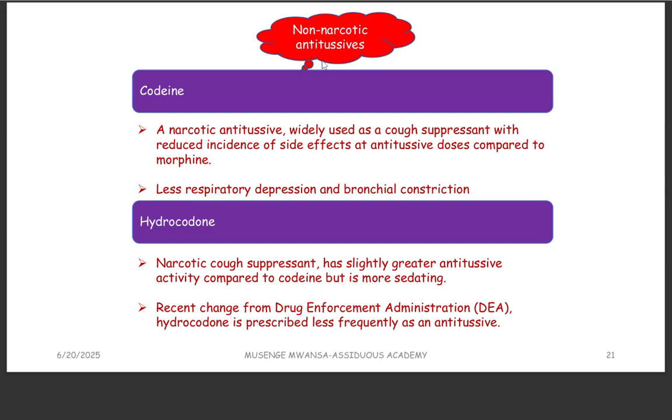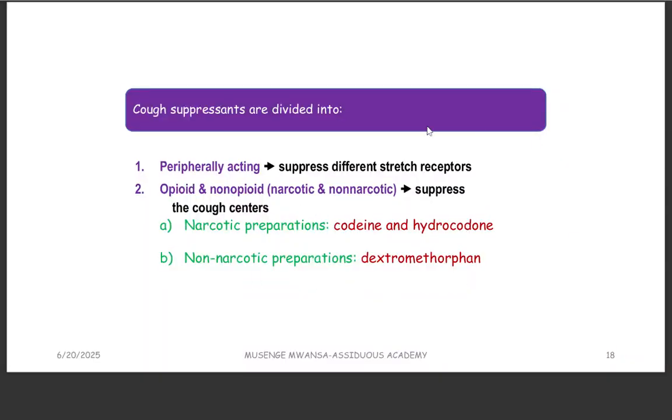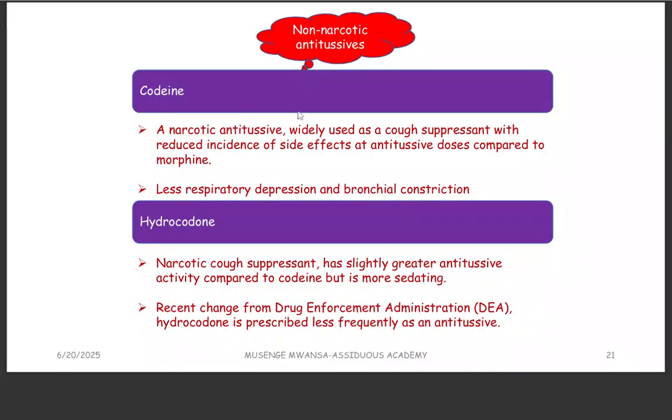Okay. So for the non-narcotic antitussives, remember we said, so those are actually narcotics. The non-narcotic is dextromethorphan. So then these ones are narcotics. Please just change there. Codeine is a narcotic antitussive which is widely used as a cough suppressant with reduced incidence of side effects compared to morphine. So there is less respiratory depression and bronchoconstriction when you are using codeine.